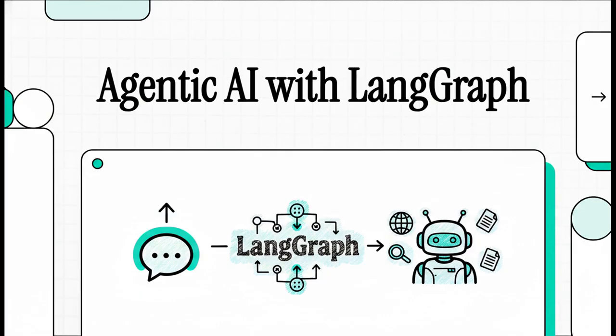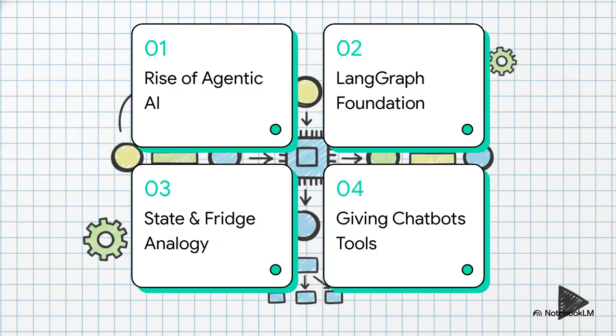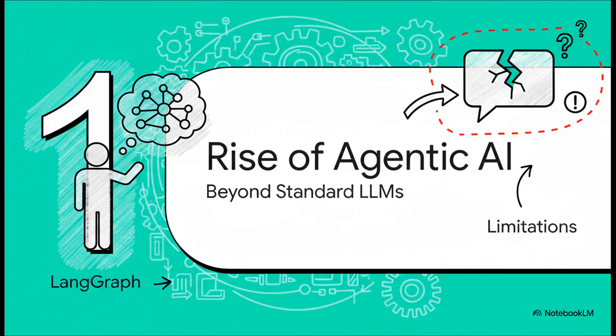We're going to break down all that complex code into clear visual steps. Here's the roadmap for our build today. First, we'll look at the rise of Agentic AI. Then, we dive into the LangGraph foundation. Third, we'll tackle state and the fridge analogy. Trust me, that'll make sense in a minute. And finally, giving the chatbot tools. Let's jump right in. Part 1, the rise of Agentic AI, moving way beyond standard LLMs.